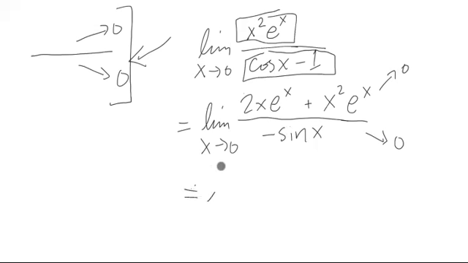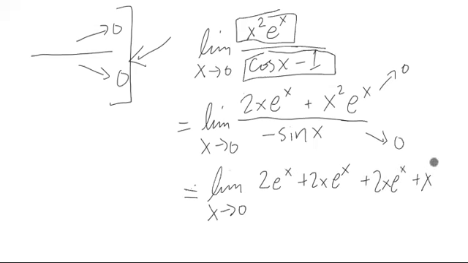Let's try it. The limit as x approaches 0. So on the top, we have a product rule and another product rule there. So in turn, we have 2 e to the x plus 2x e to the x. Over here, we have 2x e to the x plus x squared e to the x. And then on the bottom, the derivative of a negative sine is negative cosine.